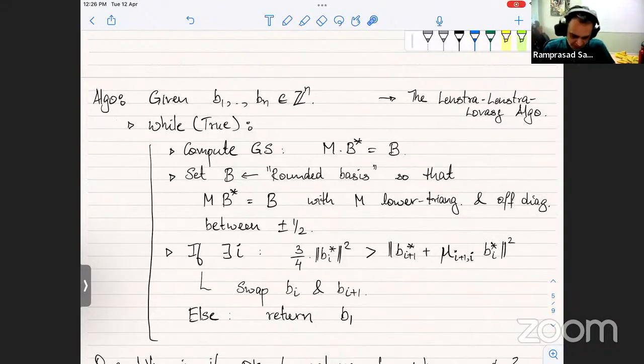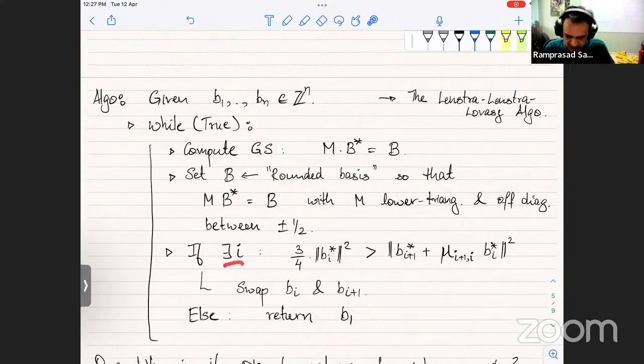The first 2 steps are basically what we have discussed so far. You do Gram-Schmidt and then you do the rounded off Gram-Schmidt to get the basis B. Okay, so far so good. You basically now have an equation of the form m times b star equals b, where b star is the Gram-Schmidt vectors and b is the basis that has now been slightly modified. And the guarantee you have right now is that m is a lower triangular matrix, all of whose off-diagonal entries are between plus half and minus half. And then you do this magical step, and this is called the Lovasz step, which is the following.